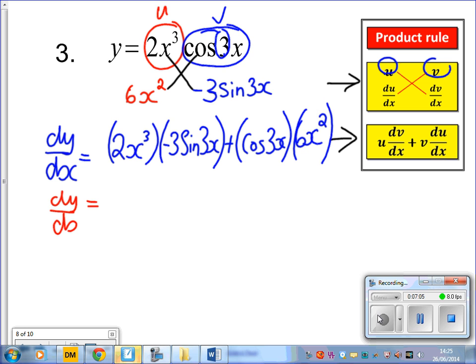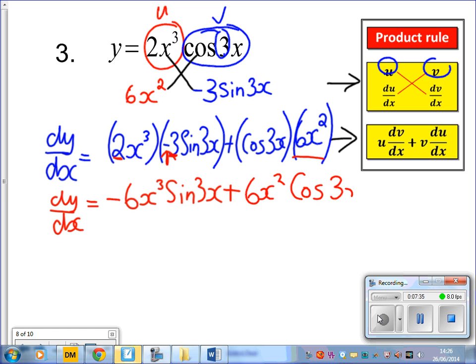dy dx, I'm going to bring this minus 3 out to the front, and 3 times by the 2 gives me 6. So minus 6x cubed sine 3x. That's my first term. And here I'm going to move this term to the front just so it matches up with my first term. 6x squared cos 3x. I could factorise it further, but we'll leave it there.